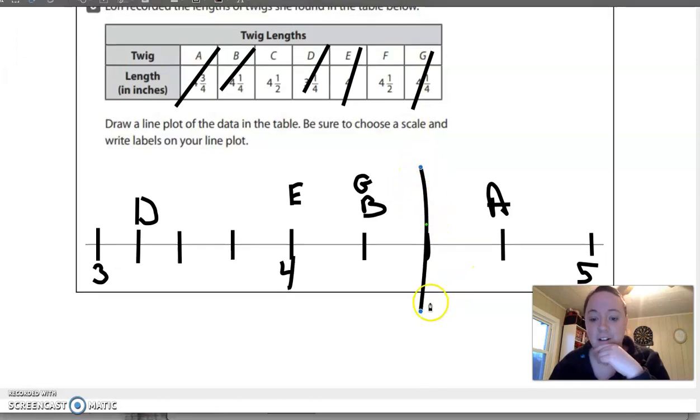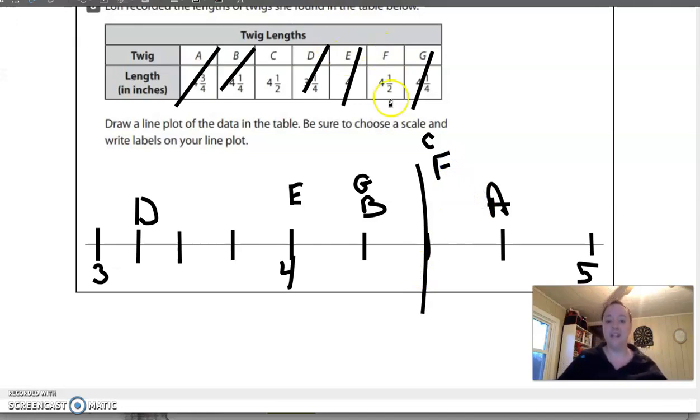So that letter is going to be C and F. And I'm going to write a C and I'm going to write an F, just so we know. So if this is 4 and 2/4, 2 divided by 2 is 1, and 4 divided by 2 is 2. So it's 4.5. So that's how we know C and F.